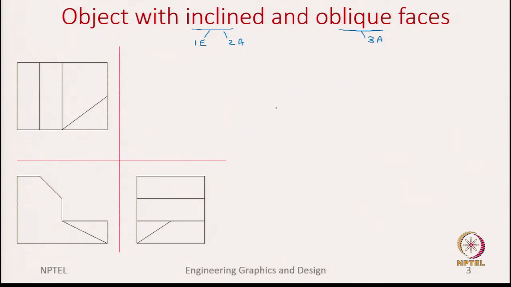Okay. So, now let us look at this multi-view drawing and try to identify if we can see any inclined or oblique face. If you notice this triangle, we see it in all three views. Since an oblique face, we know, shows up as an area in all three views, we can assume that this triangle is an oblique surface.